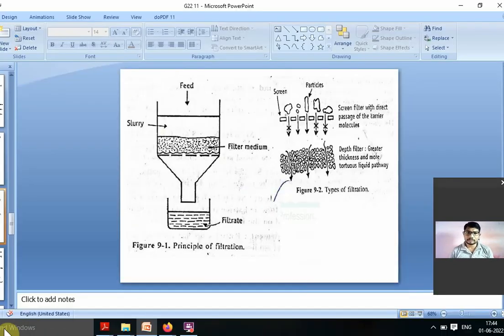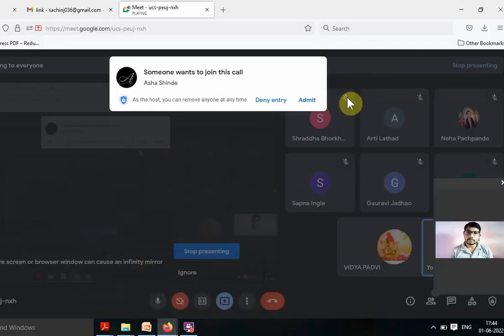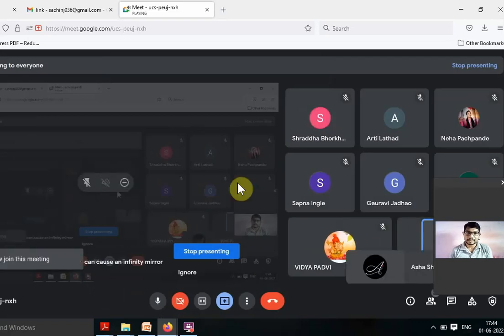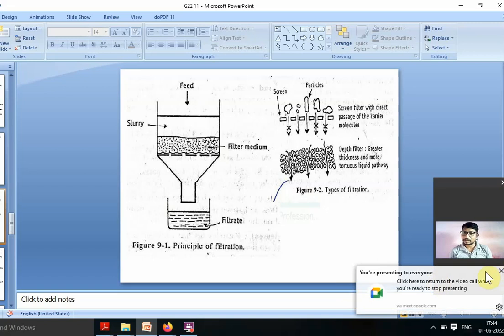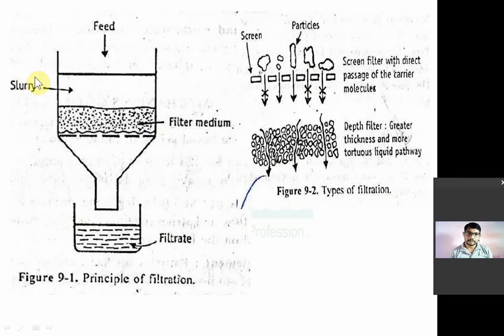Whatever solid particles are retained on the filter paper or filter medium, that content is known as the residue or cake. And whatever liquid portion is filtered and collected at the end is known as the filtrate. So whatever cake or residue remains over here is known as the residue or cake, and whatever solvent or liquid comes out of this funnel is known as the filtrate. Okay, so remember this.